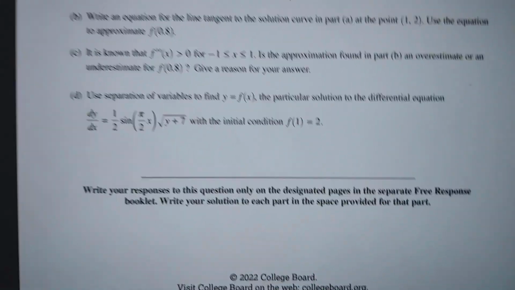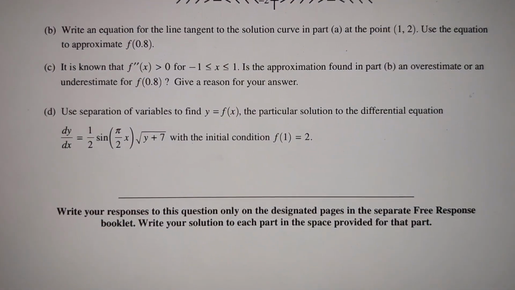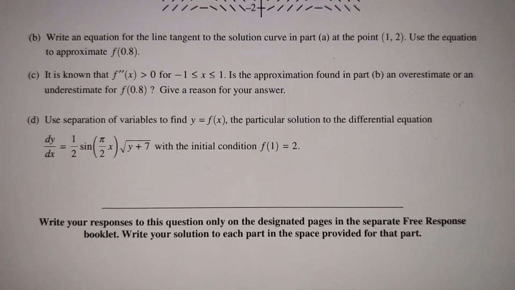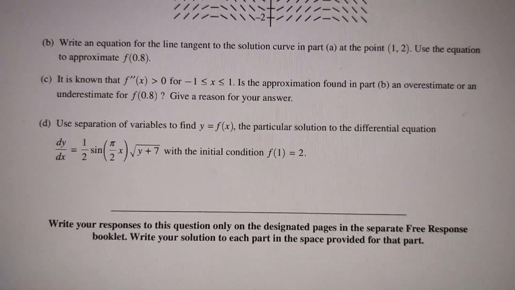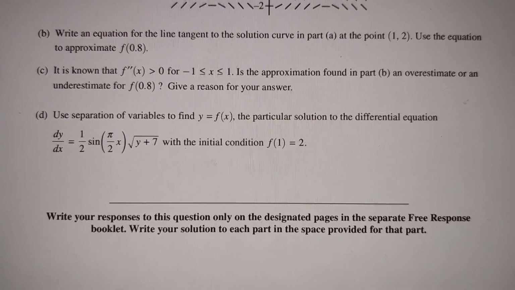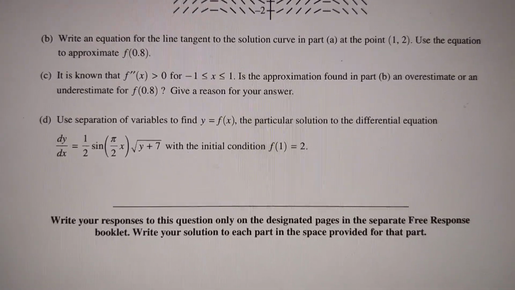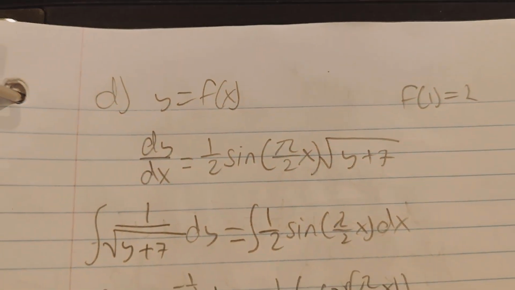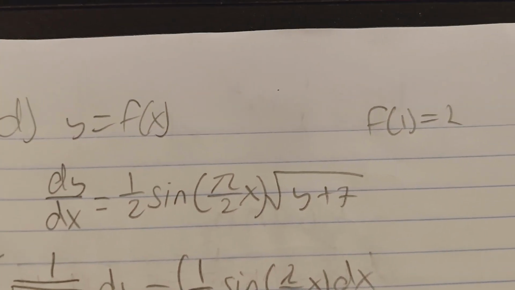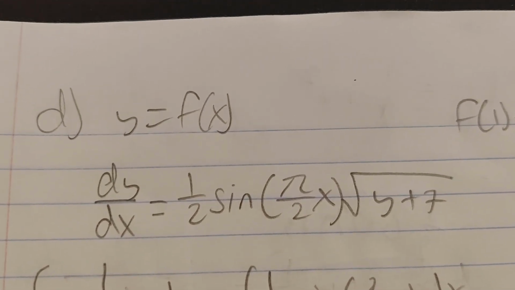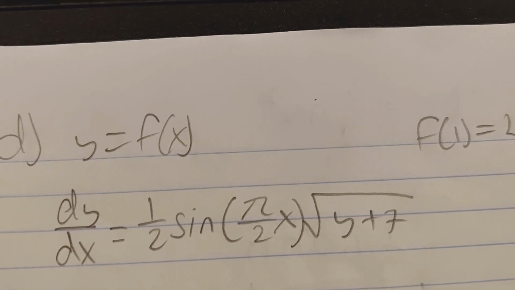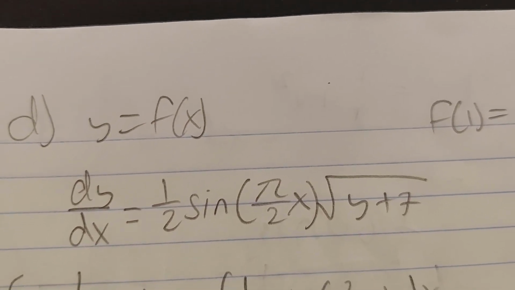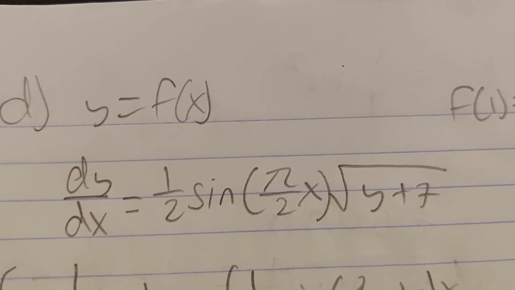So D: use separation of variables to find y = f(x), the particular solution to the differential equation dy/dx = (1/2) sin(πx/2) times the square root of (y + 7) with the initial condition f(1) = 2. So we have y = f(x), the initial condition f(1) = 2, and the equation, right? So first we want to separate the variables. We have to put all the y variables on one side, and all the x variables on the other side.